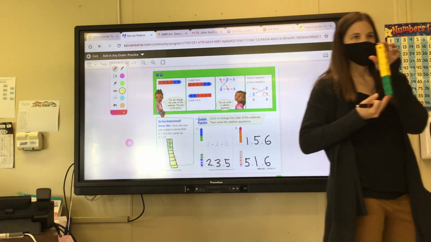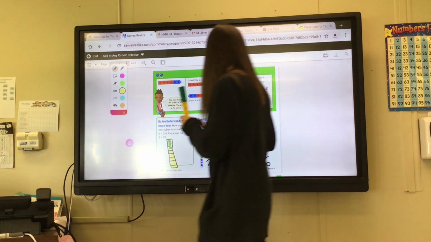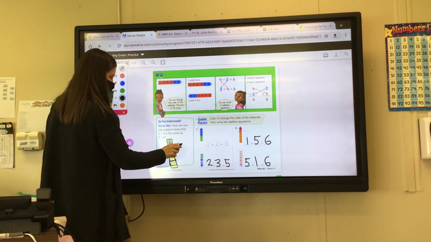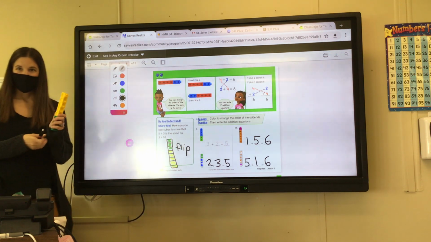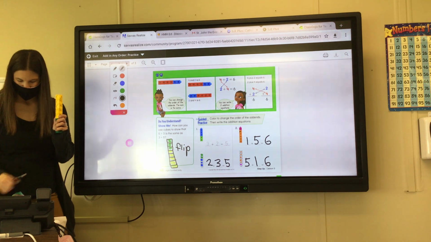And then you just flip it. You can even write just flip. You could draw it again, flipped, or you can just write and then you flip it. Flip. That's okay. You don't have to write it.